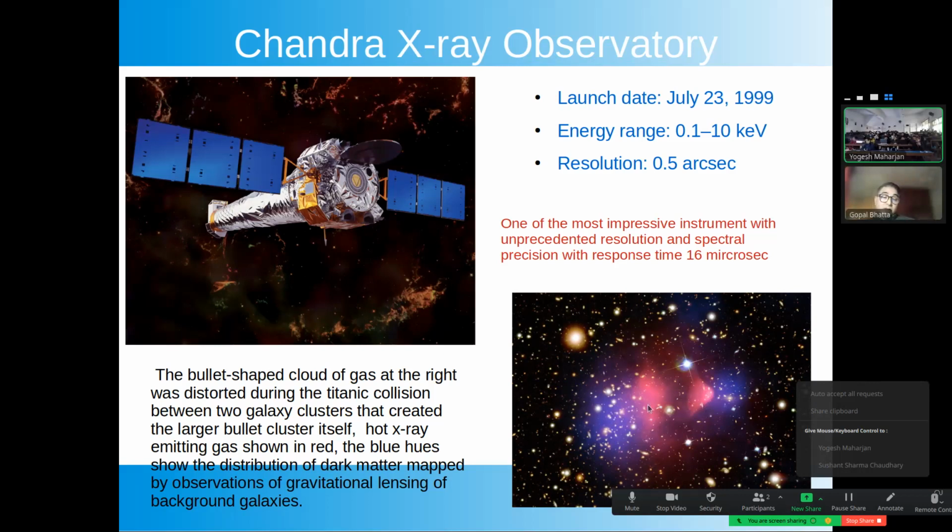You can see there are two distinct clusters which underwent collision, one to the left and one to the right, and the blue is what they call dark matter, as mapped from gravitational lensing. So what we now know is that the dark matter is probably with the galaxies, not like the gas, which is in between the two colliding galaxies and got heated by the collision, and that's what you see. So these are some of the important images by Chandra.